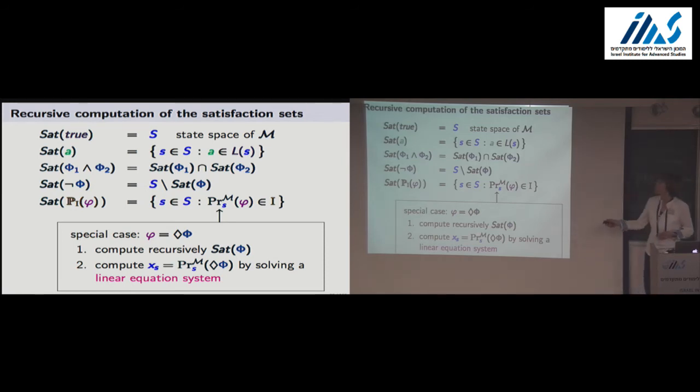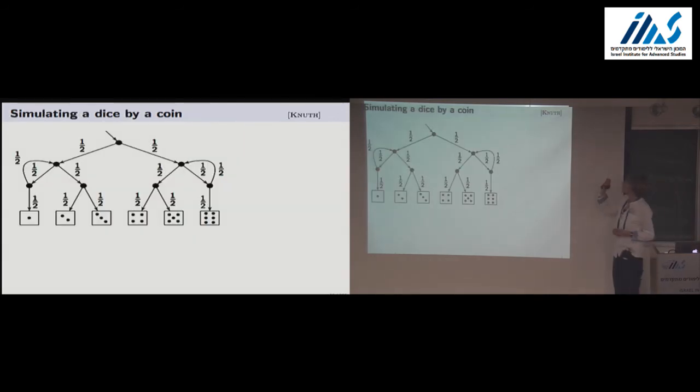this can be solved using a linear equation system. And to illustrate this, I consider here a very prominent example which goes back to Donald Knuth. So this shows a Markov chain here, which can be seen as a formalization of an algorithm that simulates a six-sided dice by a simple fair coin. So the way to read this Markov chain is the protocol starts here in the initial state, then you toss the coin. If head, you go left, if tail, you go right in this picture.